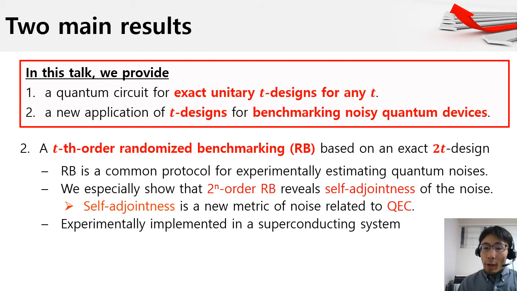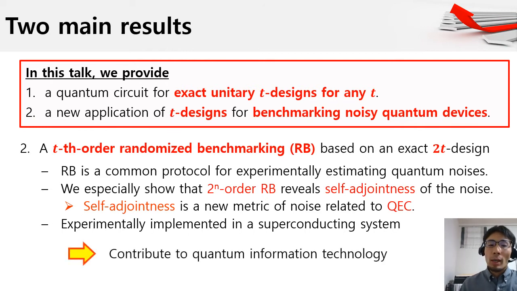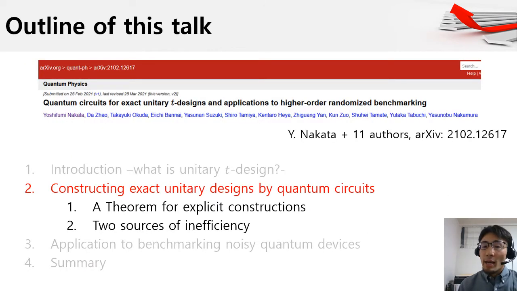Based on our analytical studies, we have already experimentally implemented the second-order RB in a superconducting qubit, and we showed that it is actually feasible in experiment. So in the second result, we believe that we have contributed to the further development of quantum information technology. These are the short summaries of our main results, and in the rest of my talk, I would like to explain our results in a little more detail.